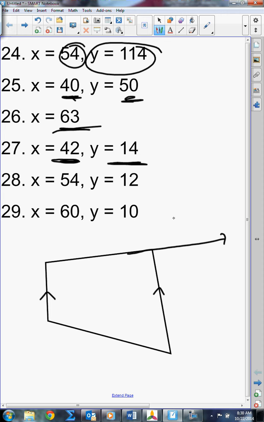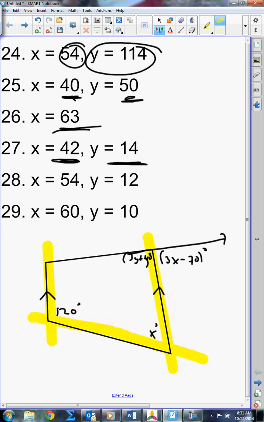Alert, 29, alert. This is 3x minus 70. And this is 3y plus 40. And this is 120. And x degrees. So I have parallel lines crossed by this transversal. So consecutive interior angles are supplementary. That means that x is 60.